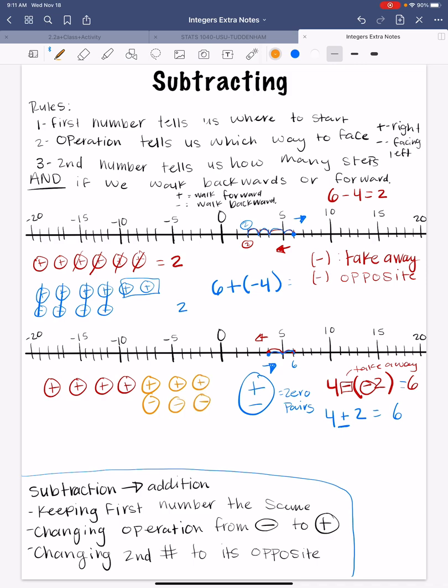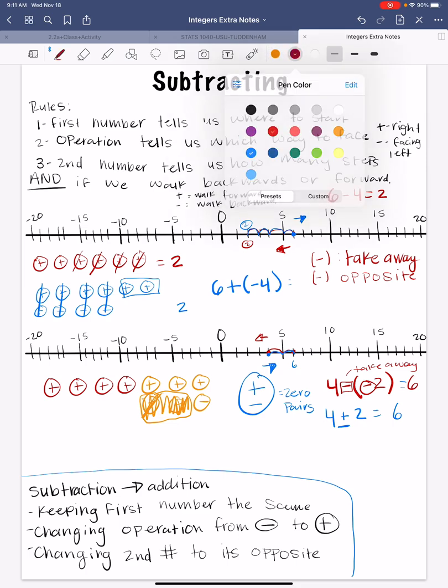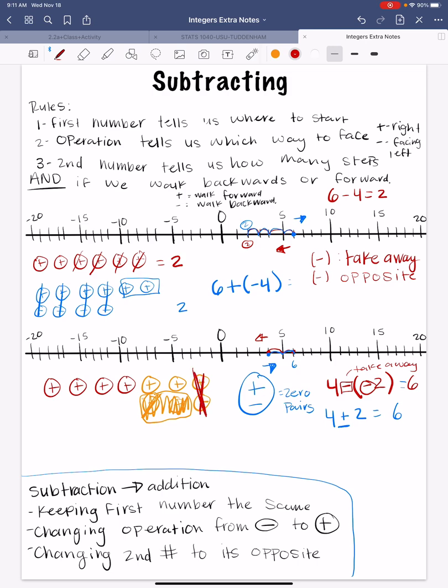Okay. And then you're going to take away what you needed. So we needed to take away 2 negatives. We're going to take 2 negatives right here. 1, 2. We're going to take those away. Now we need to see if anything cancels out. And these ones do, the 0 pair right here. And now what are we left with? We have 1, 2, 3, 4, 5, 6 positives. So we're still at 6 positives. We can add as many 0 pairs as we want. You can't just add positives or negatives. You have to add one of each, a positive and a negative, to have a 0 pair.